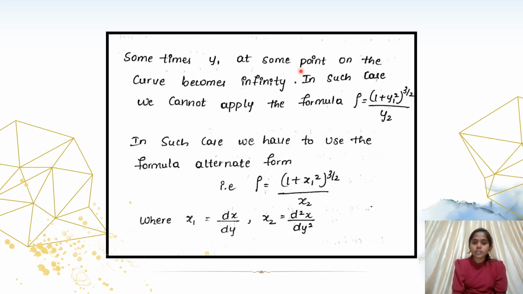Sometimes y1 at some point on the curve becomes infinity. In such a case, we can't apply the formula rho equal to (1 plus y1 square) whole to the power of 3 by 2 divided by y2. In such a case, we have to use the alternate form, that is rho equal to (1 plus x1 square) whole to the power of 3 by 2 divided by x2, where x1 equal to dx by dy, and x2 equal to d square x divided by dy square.